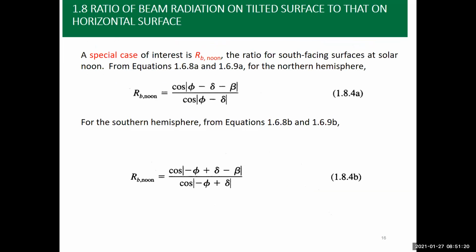Another special case, if you are interested in RB at noon, then the ratio can be given here for the northern hemisphere and for the southern hemisphere as well.